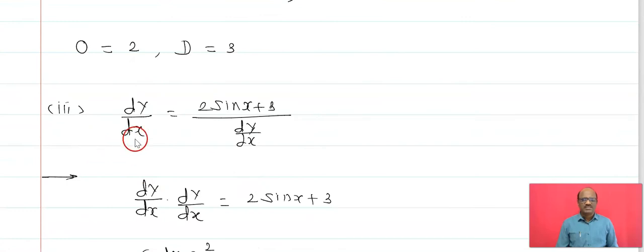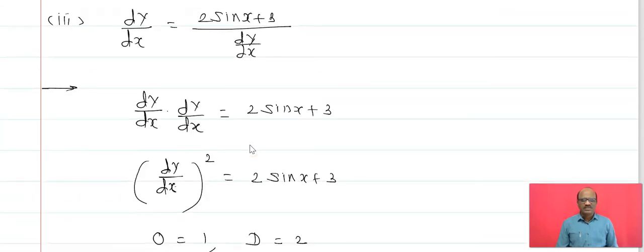Now the third is dy by dx equals 2 sin x plus 3 upon dy by dx. Now we will simplify here. The dy by dx in the denominator will come to the left hand side and will be multiplied. Therefore dy by dx into dy by dx equals 2 sin x plus 3.